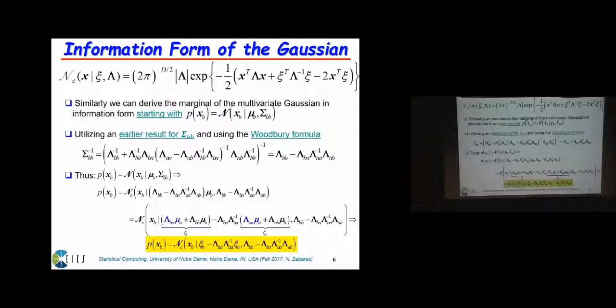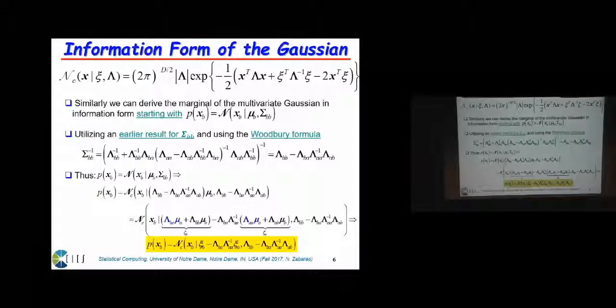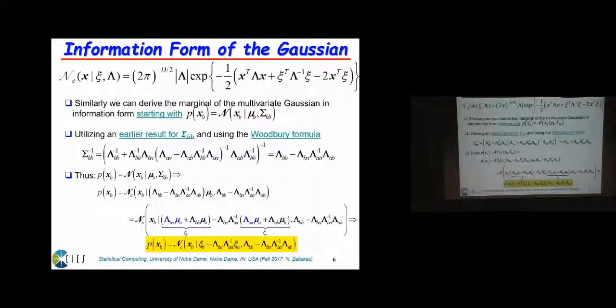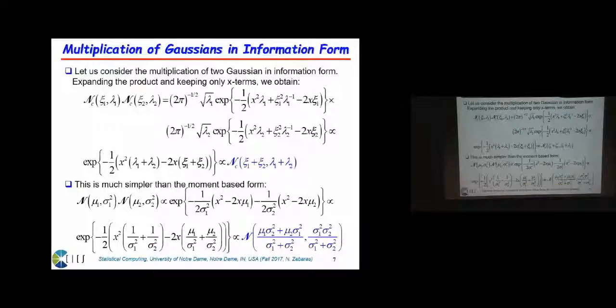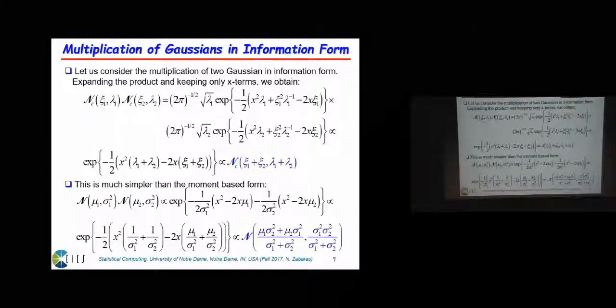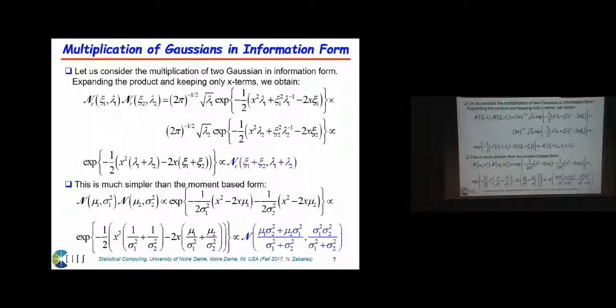Now we see the same calculation for the marginal, and you notice in the equation on the bottom the marginal has not benefited much from the information form. It looks a little bit more complicated than the classical equation, where it says, for example, that the mean and the variance of xb are given directly from the partition of the mean and the variance.